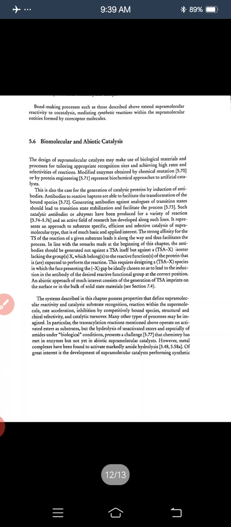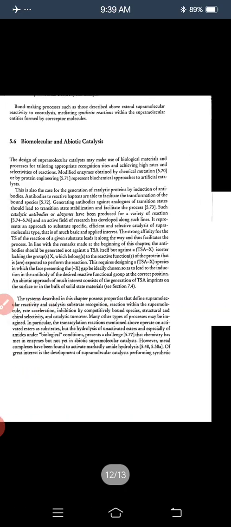Now we discuss biomolecular and abiotic catalysis. The design of supramolecular catalysts may be made on the basis of biological materials and processes, trying to tailor appropriate recognition sites, giving high rates and selectivity of the reaction. Modified enzymes obtained by chemical mutation or protein engineering represent a biochemical approach to artificial catalysts.